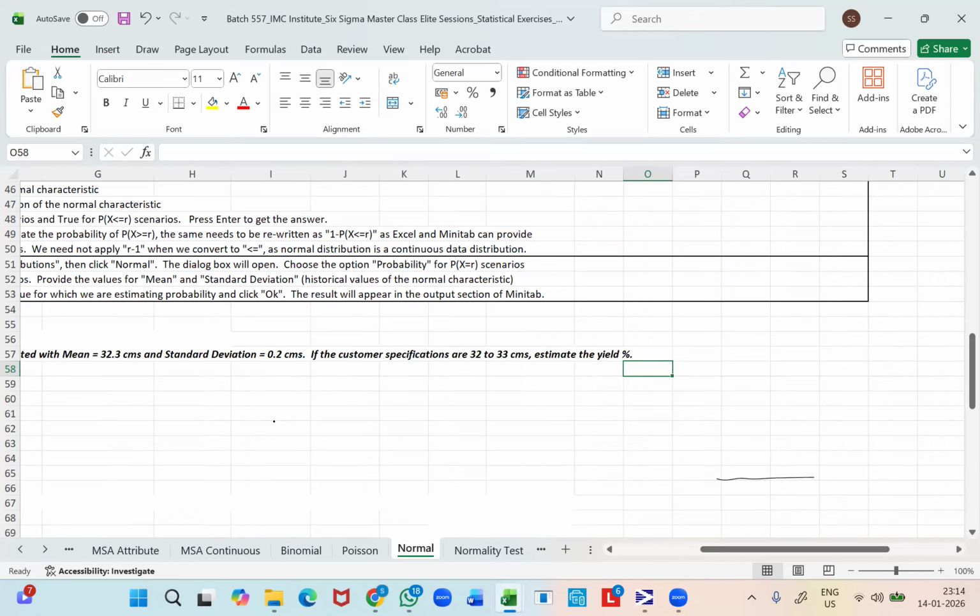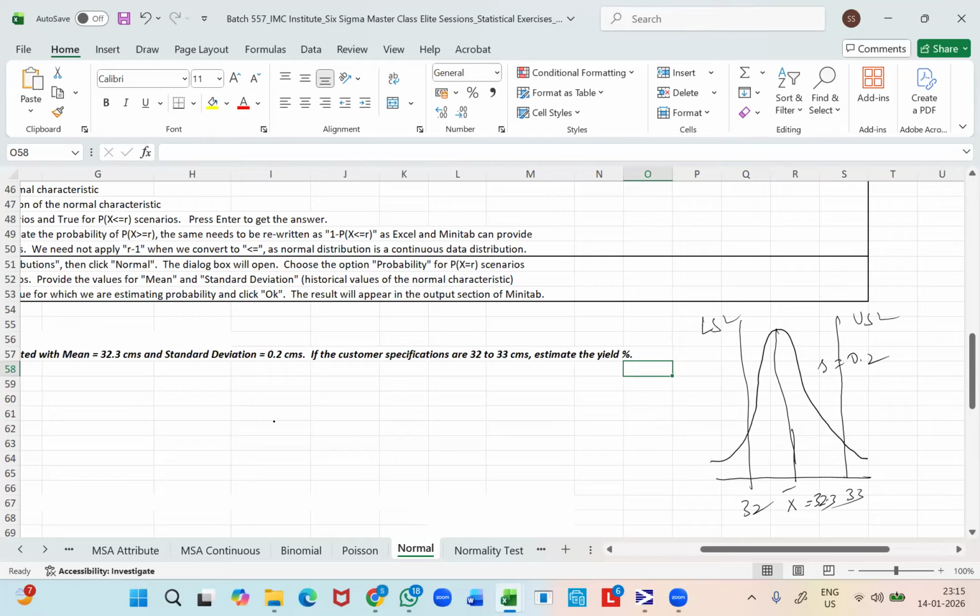Since the data is normally distributed, we will draw the bell curve, right? And what is the mean given in the problem? Please bear with my drawing. The mean is 32.3 centimeters and the standard deviation is 0.2. And we have the LSL as 32 and USL as 33. So if LSL is 32 and USL is 33, what will be the target?